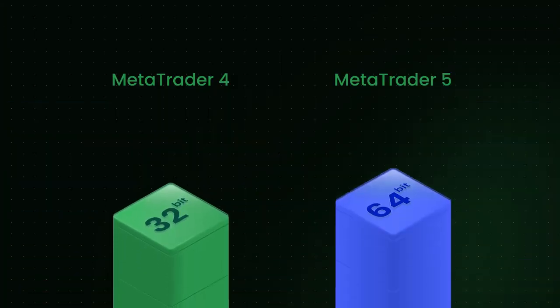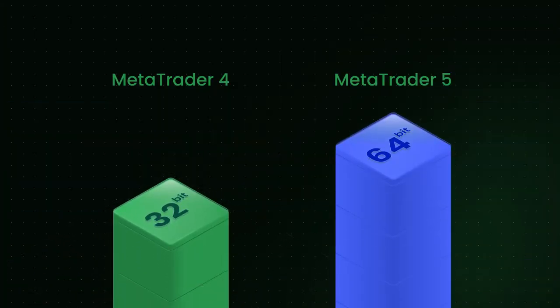MetaTrader 5 introduced 64-bit architecture support for expert advisors. This allows EAs to utilize memory and process data more efficiently, potentially improving performance. MetaTrader 4 runs on a 32-bit architecture.